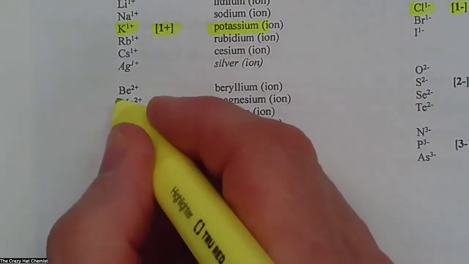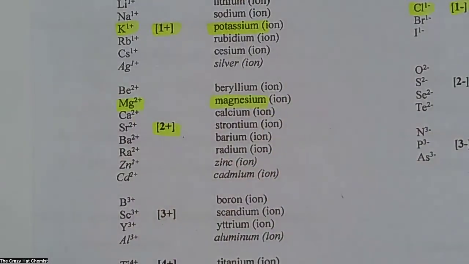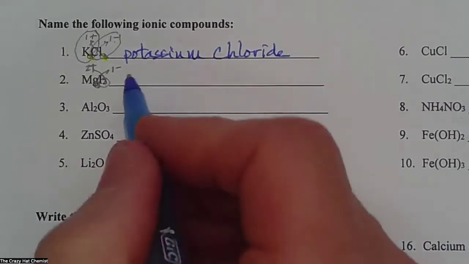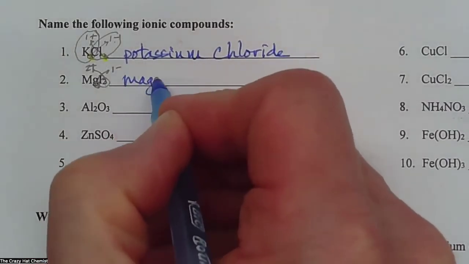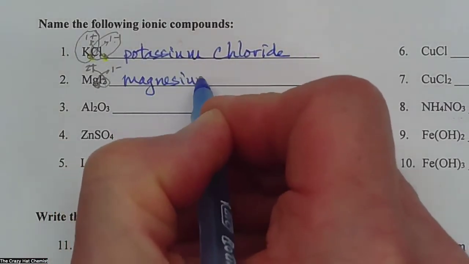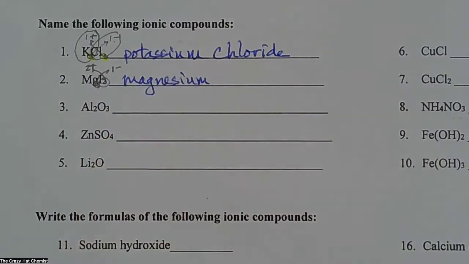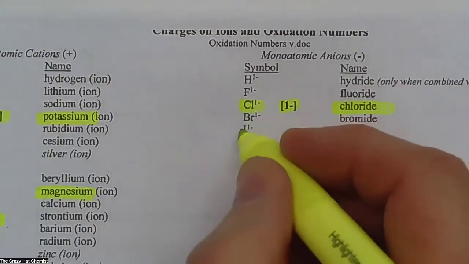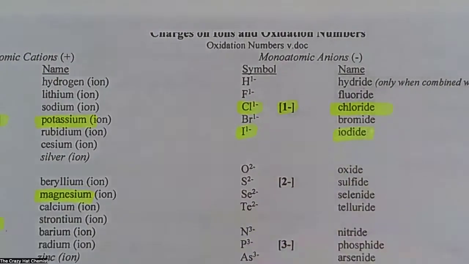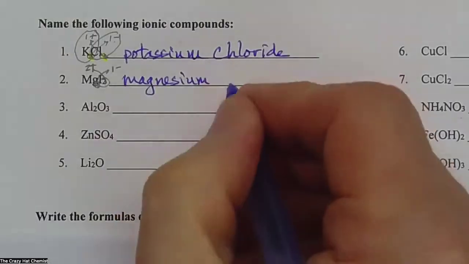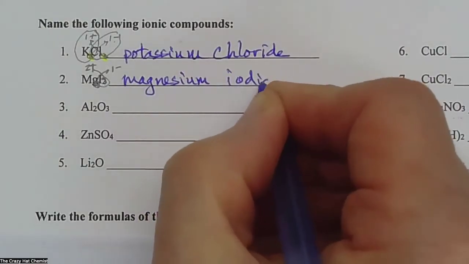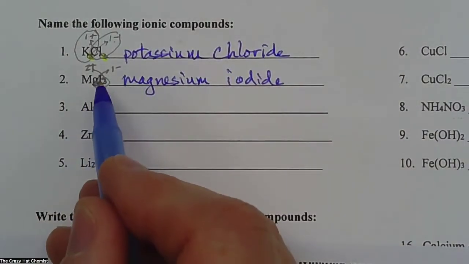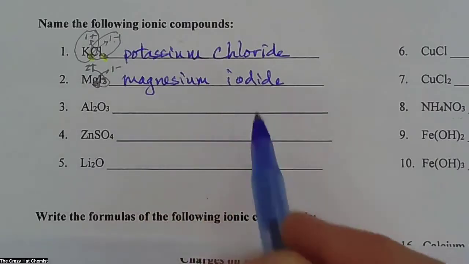What am I going to find? Mg 2 plus, that is magnesium. So I'm going to write down the word magnesium. And then I'm going to find I in the 1 minus category. So I'm looking in the 1 minus category, and there is my I 1 minus, and that is iodide. So the name of this MgI2 is magnesium iodide.